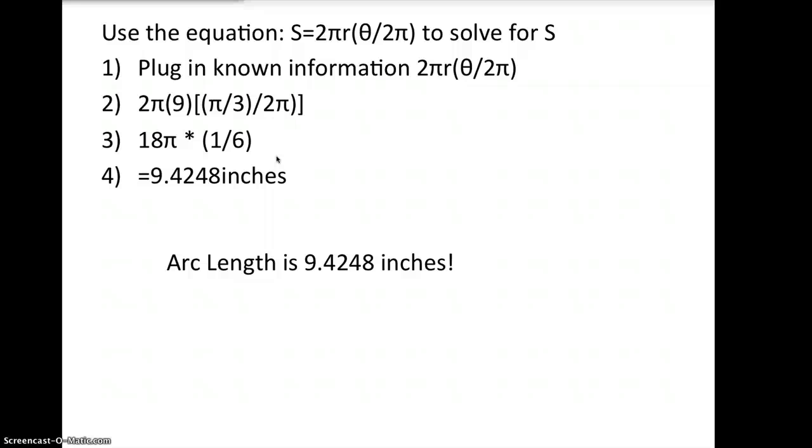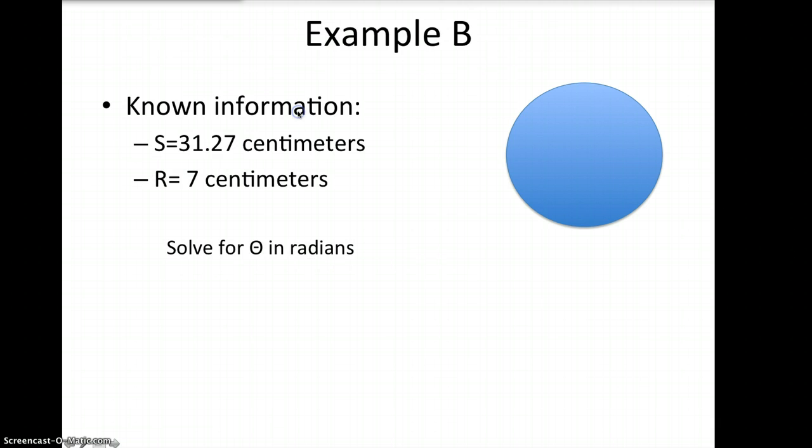You could solve for r, you could solve for theta, you could solve for s. So I'll give you a second example in which we solve for theta. Example B: the known information is the arc length is 31.27 centimeters and the radius is 7 centimeters. So we're going to solve for theta in radians.